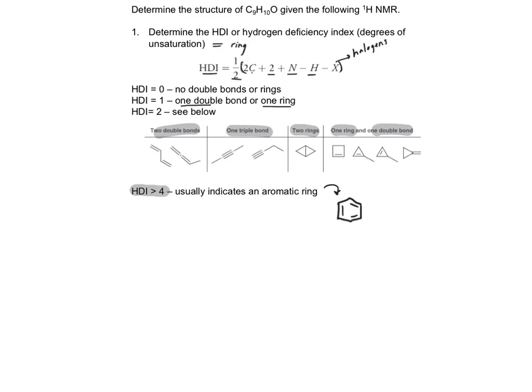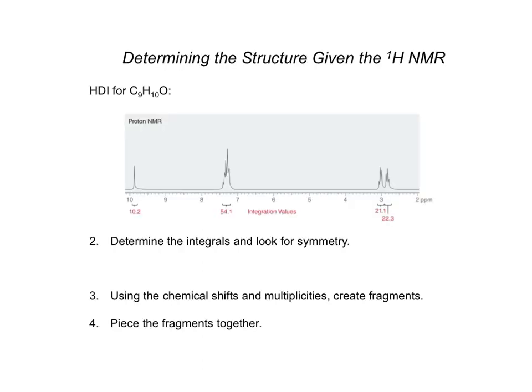Okay, so let's go ahead and calculate the HDI for this guy. We have carbon 9H10O. For HDI, we're going to take 1/2 times 2 times the number of carbons, so the number of carbons here is 9, plus 2, and then we subtract from it the number of hydrogens, so the number of hydrogens is 10.